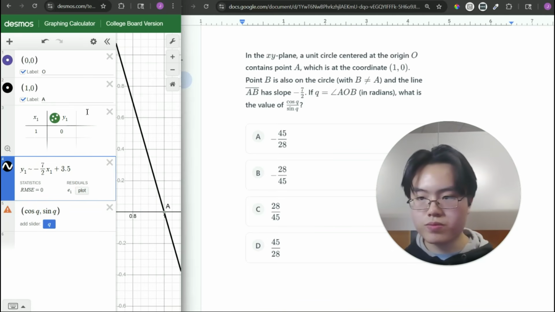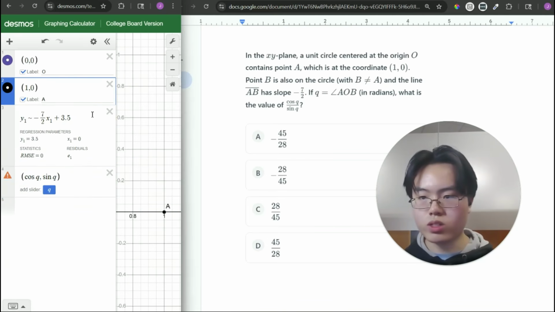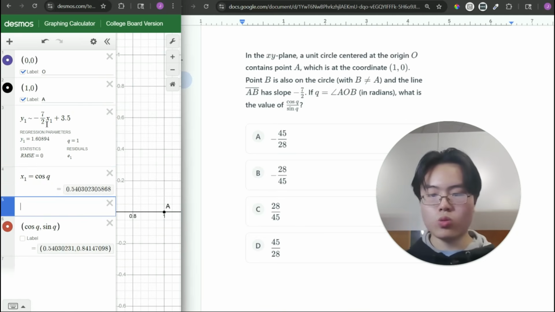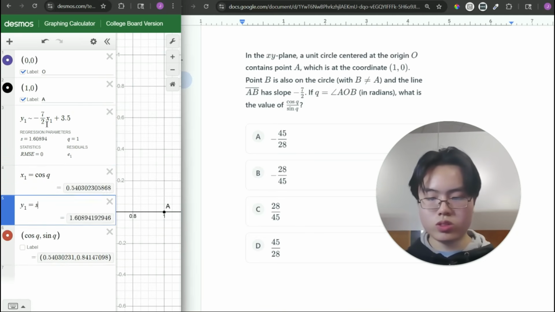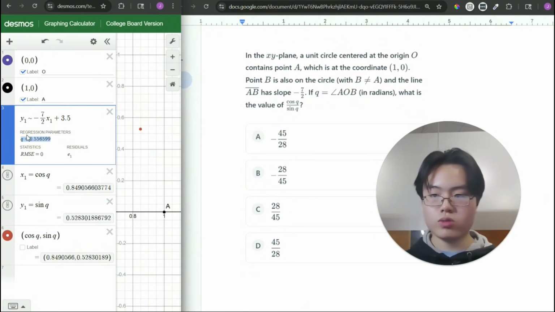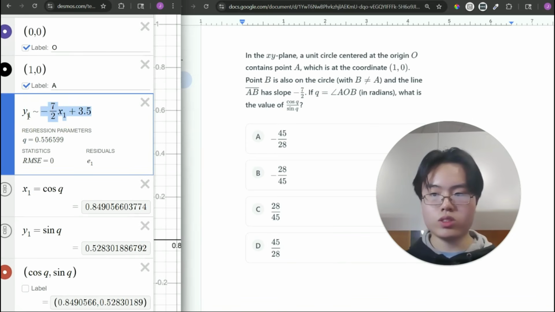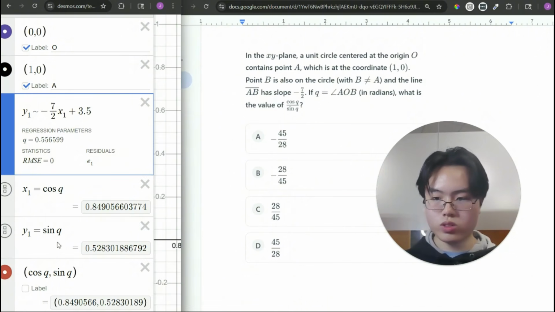And I'm just gonna get rid of this so Desmos won't get confused, and just tell Desmos the x coordinate of this line has to equal cosine of q, and the y coordinate of this line has to equal sine of q. And it's gonna automatically solve q for us right there, because basically it knows it needs to make both sides of the equation equal each other, because that's what the squiggly line means.